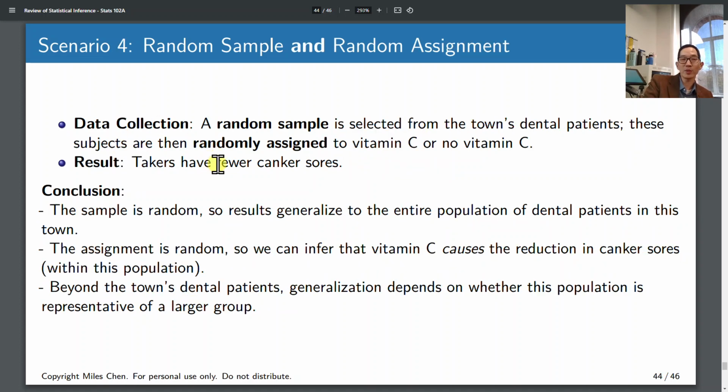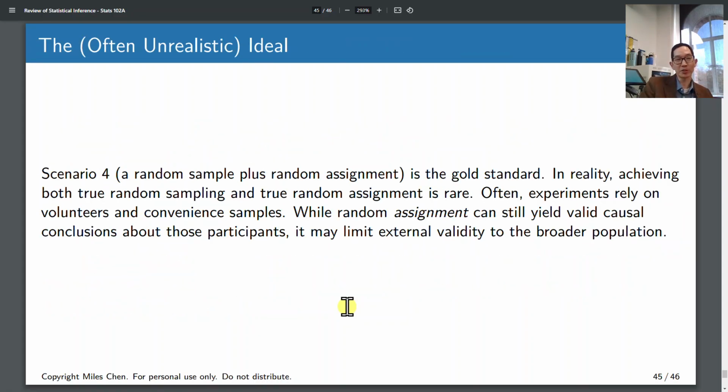And then finally we have the random sample and random assignment. The sample is random, so we can generalize. The assignment is random, so we can draw cause and effect conclusions. Beyond the town's dental patients, generalization depends on whether this population is representative of the larger group. But here we can do both, generalize and make cause and effect conclusions.